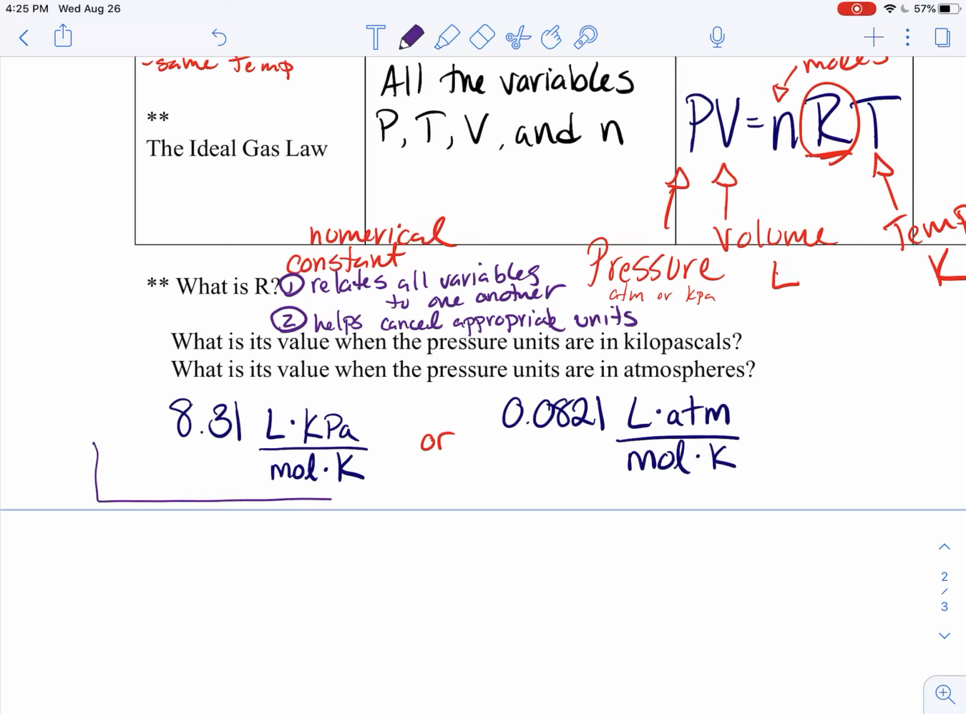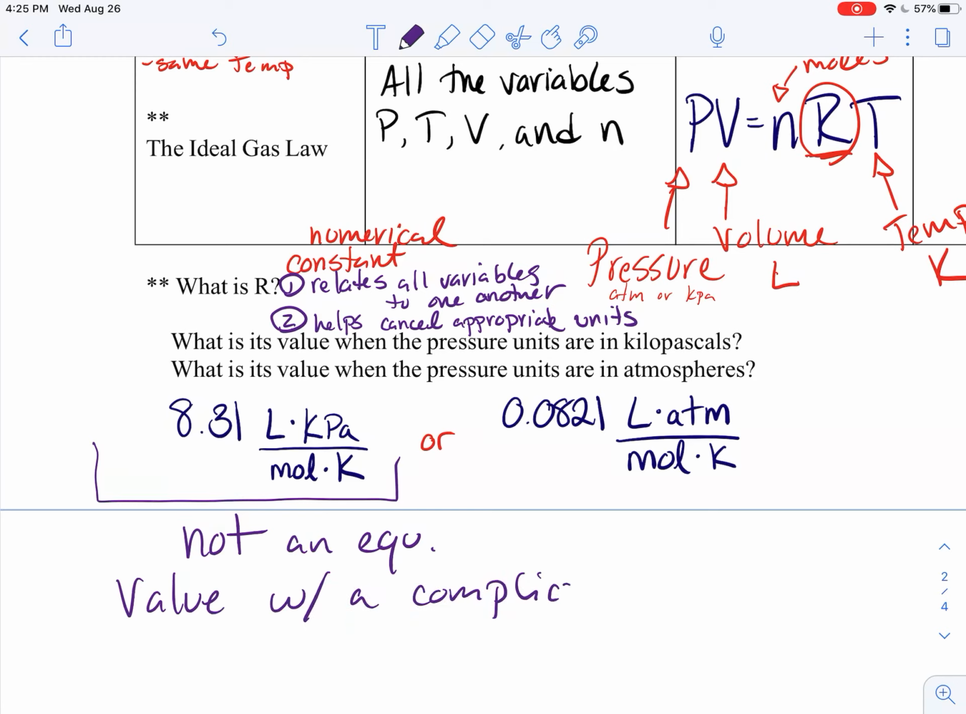So the first one is 8.31 liters times kilopascals over moles times Kelvin. Now this is not an equation. What this is, it's a value with a complicated unit at the end. So like density is grams per milliliter. Well, R is liters times kilopascals over moles times Kelvin. That is its unit. So it's not an equation, it's a value that has a very complicated unit attached to it. And what you'll see is that it has all the units that we need in order to look at these variables in our equation.